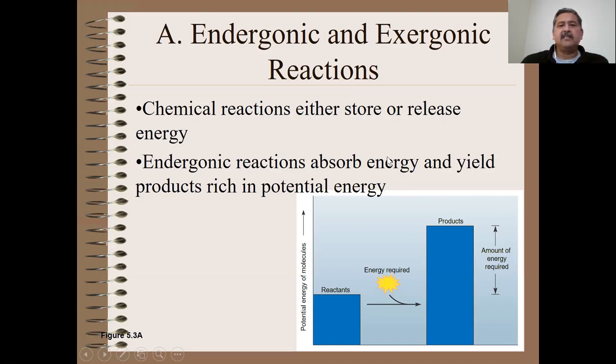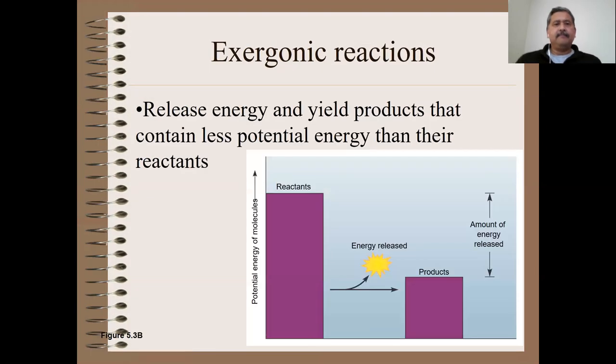Now, endergonic reactions absorb that energy. Here it is. These are the reactants before the chemical reaction starts at a particular potential energy. But after the chemical reaction happens, after the energy is inputted, the products at the end of the chemical reaction have a higher potential energy. And so this is a reaction that is storing that energy, not releasing energy. This is absorbing that energy. So we say this diagram is of an endergonic reaction.